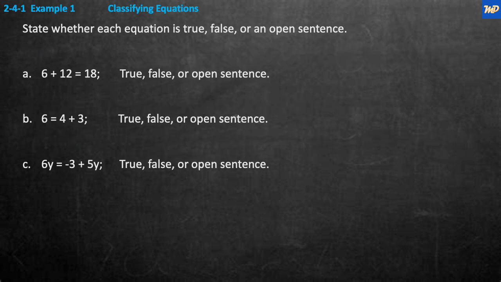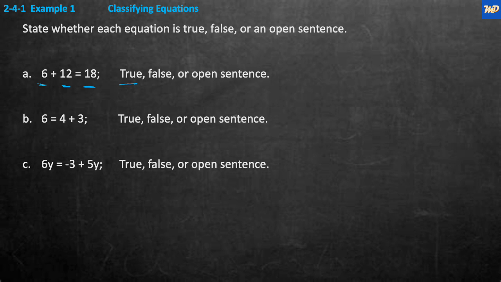Okay, example 1, classifying equations. State whether each equation below is true, false, or an open sentence. Let's go with A. A says 6 plus 12 is equal to 18. Is it an open sentence? Is it true or false? Well, 6 plus 12 is 18, so we know certainly that it's true. Is it an open sentence? We're going to say no, because there are no variables in these expressions.